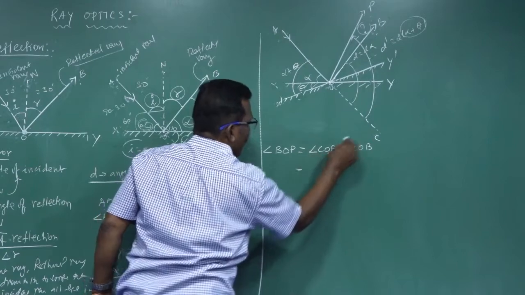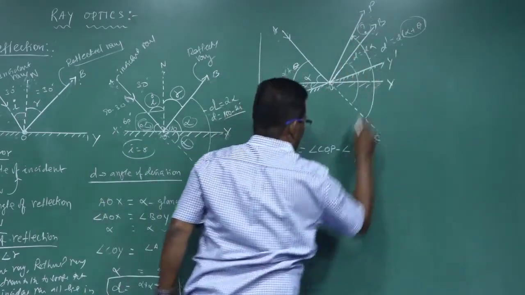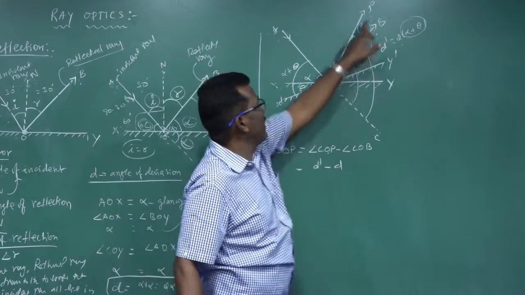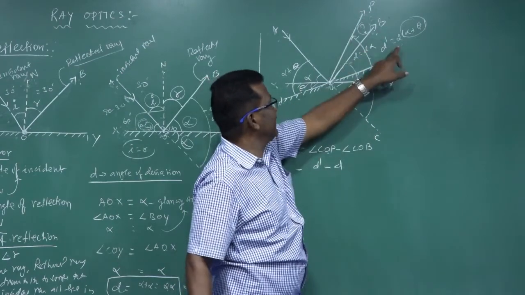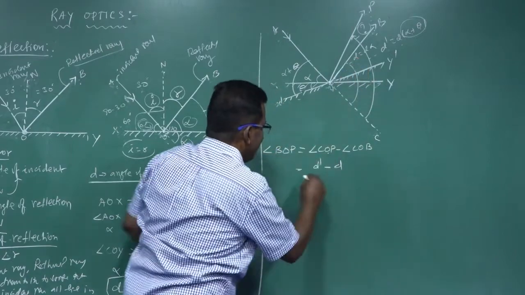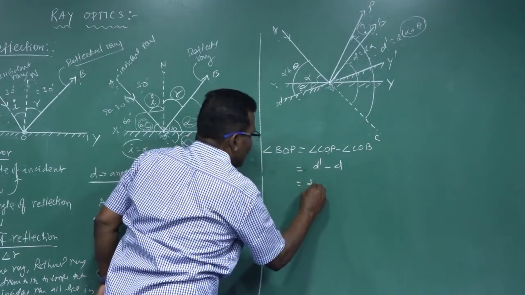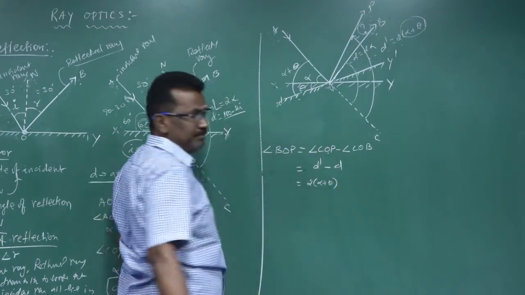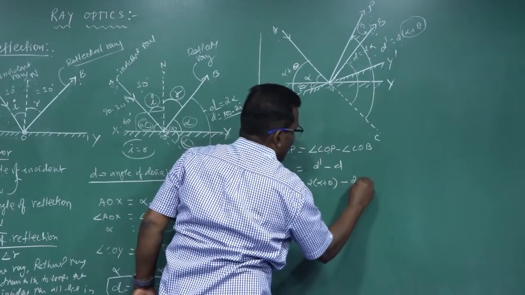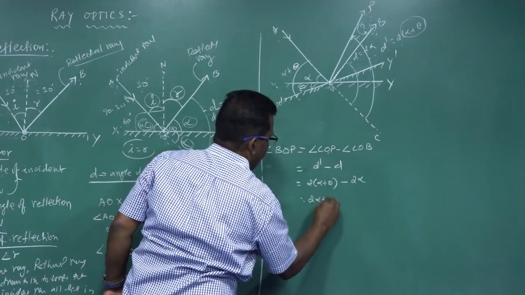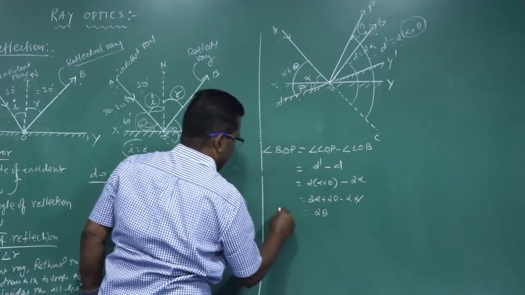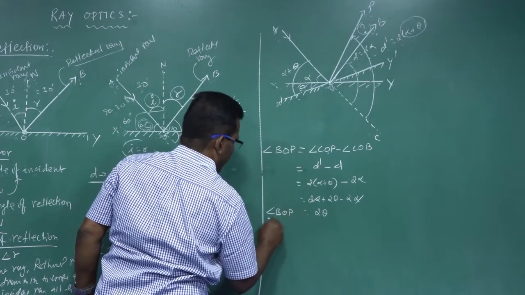COP is D prime, and COB is D. So what is D prime? D prime is 2 into alpha plus theta, minus D, which is 2 alpha. So 2 alpha plus 2 theta minus 2 alpha. Alpha cancels, so we get 2 theta. That is BOP.